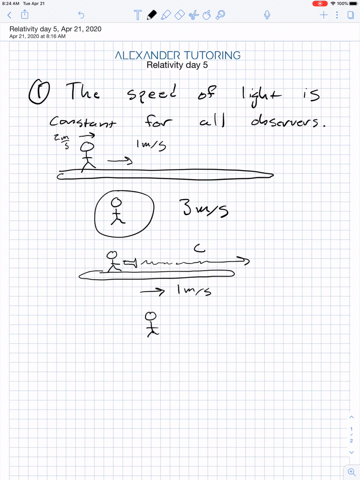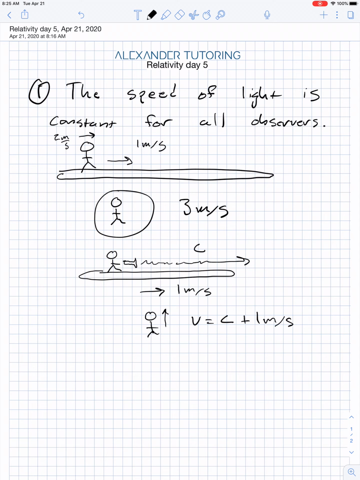So you would think that the radar gun would measure the speed v to be c, the speed of light, plus 1 meter per second, which would be 1 meter per second faster than the speed of light. However, that contradicts our first postulate, which says the speed of light is constant for all observers, meaning you're going to measure the speed of light no matter what. So one of the reasons that's crazy is we're basically saying that even though the dude's on the people walker, the guy with the radar gun on the embankment is going to measure that light beam to be traveling at the speed of light. Okay, that's weird.